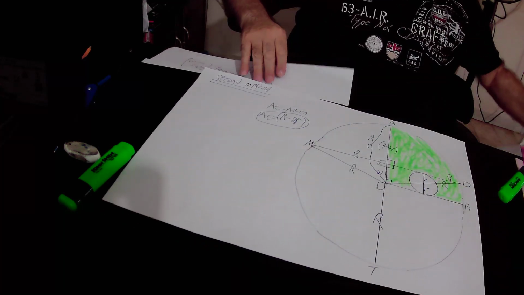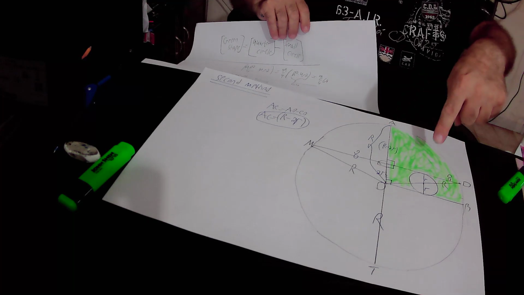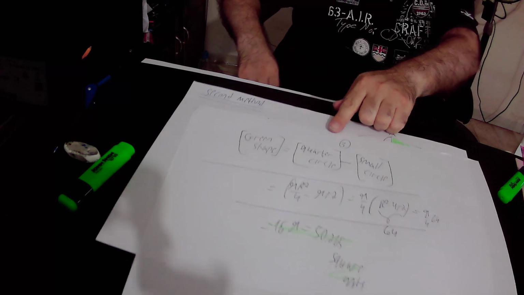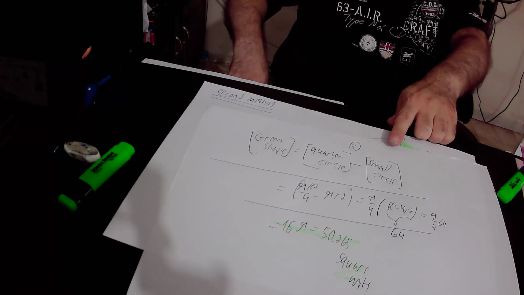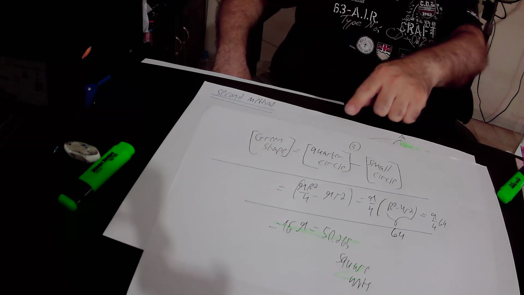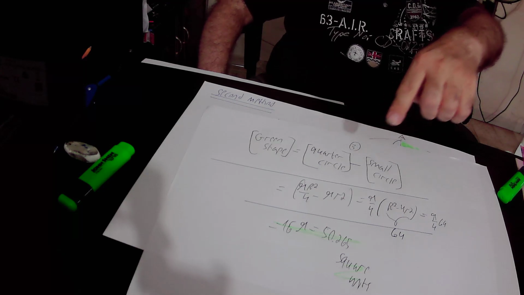And what is the area of the green shape? The area of the green shape equals the area of the quarter circle minus the area of the small circle. That is to say, the area of the quarter circle is pi times capital R squared over 4, minus the area of the small circle, that is pi R squared.